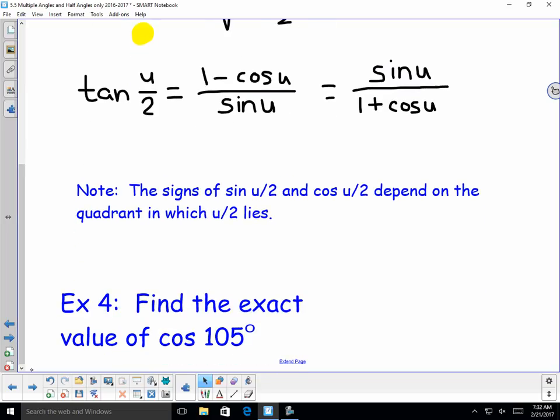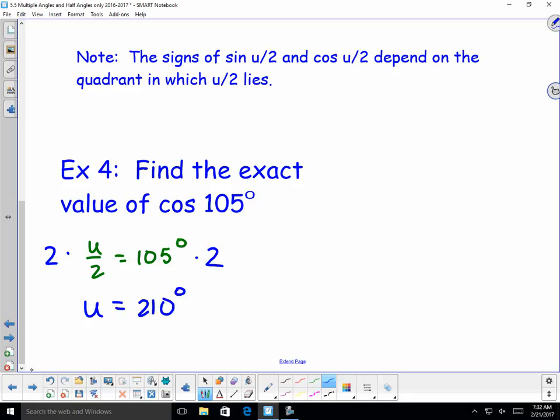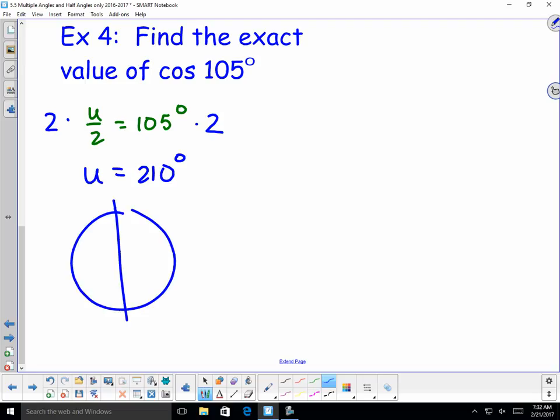All right, so let's take a look at an example. If we want to find the exact value of cosine of 105 degrees, that's not on our unit circle. But what we can notice is if we call the 105 our angle u over 2, then if we multiply both sides by 2 to find out what angle u would be, we get u is equal to 210, which is on our unit circle. So we know that 210 is right here on our unit circle, and the ordered pair here is negative square root of 3 over 2, negative 1/2.